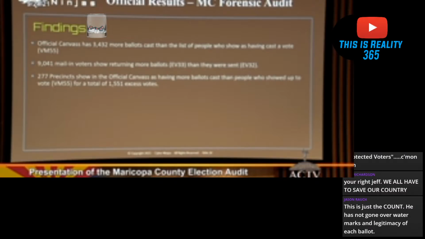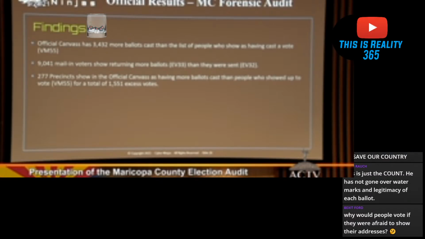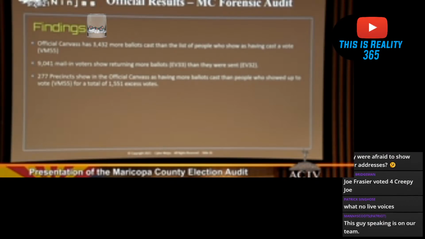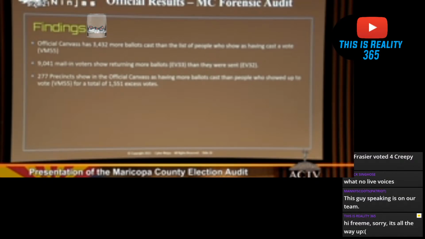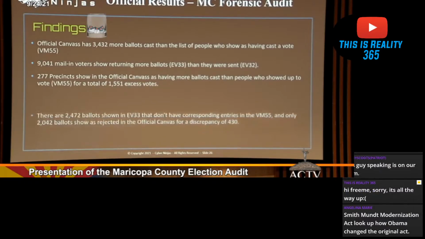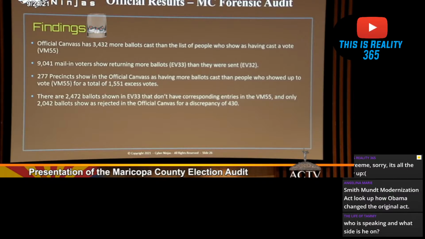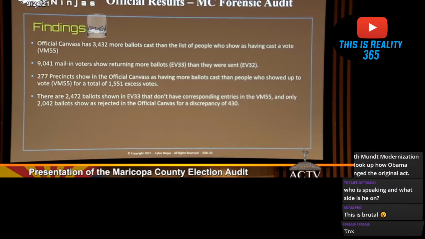277 precincts show in the official canvass as having more ballots cast than people showed up to vote, for a total of 1,551 excess votes. Again, the county has explained to us that the same reason for the VM55 difference is the reason there. We have not had a chance to validate that. There are 2,472 ballots shown in the EV33 that don't have corresponding entries in the VM55, and only 2,042 ballots show as rejected in the official canvass, for a discrepancy of 430.